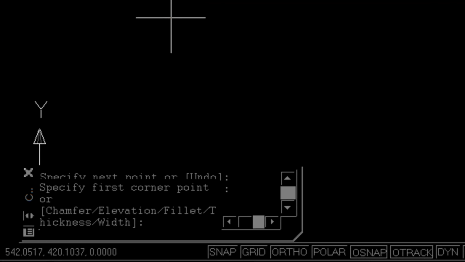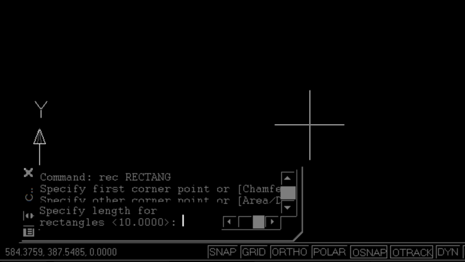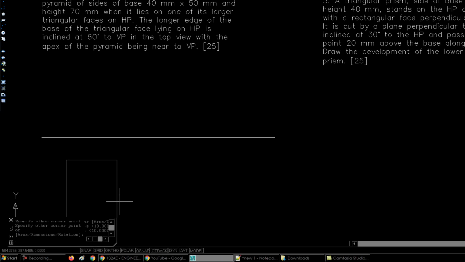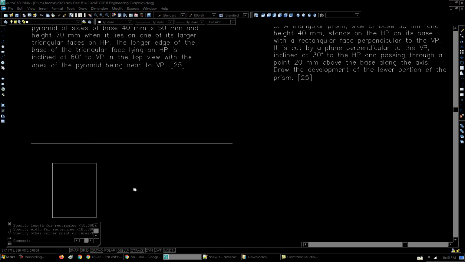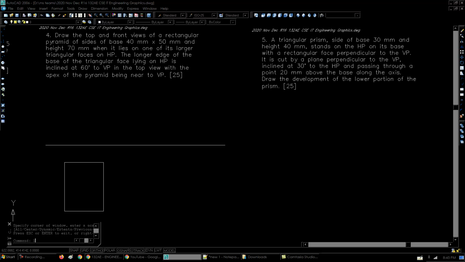So I'll just take a rectangle, click the first point here. I will use the dimensions option inside the rectangle, and the horizontal length is 40, vertical length is 50, and then I'll just click on one of the four corners. Now you can see the top view of my pyramid is ready. In the top view, the slant edges are also going to be visible, so I'll have to join the diagonals and these edges will also become visible.